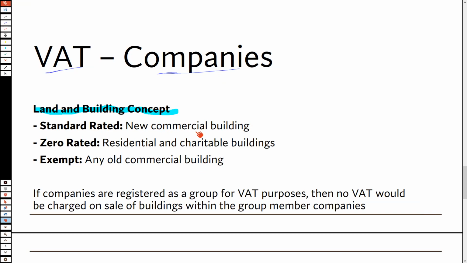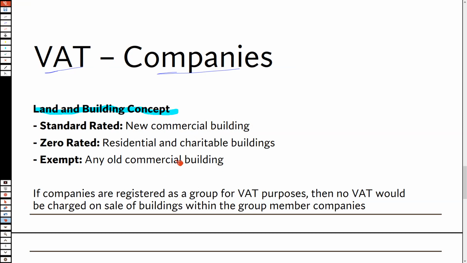Any building which is constructed within the last 3 years. For the first 3 years the building is treated as new, and after 3 years the building is considered old. We are talking about commercial buildings, right? For less than 3 years, the building remains in the category of new commercial building. After 3 years, the building falls in the exempt category as an old commercial building.